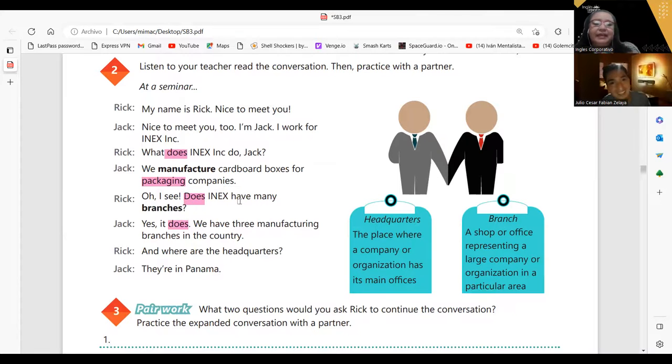Oh, I see. Does Inex have many branches? Branches. Yes, it does. We have three manufacturing branches in the country. And where are the headquarters? They're in Panama.